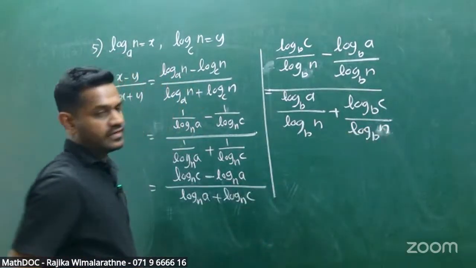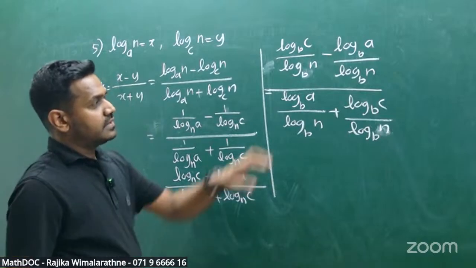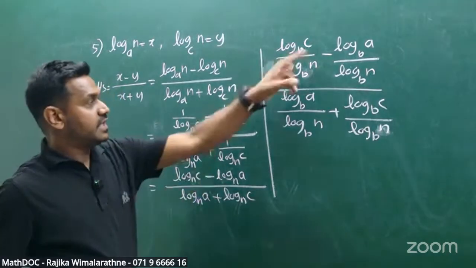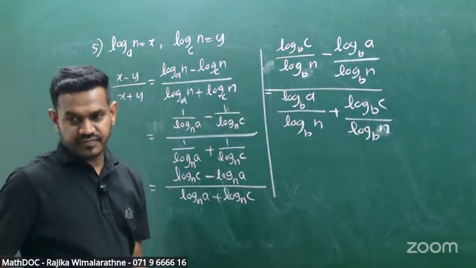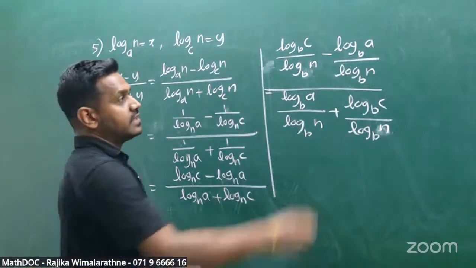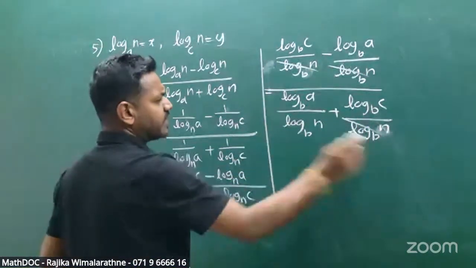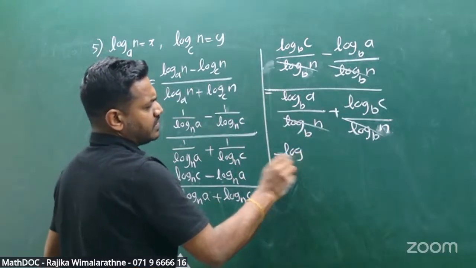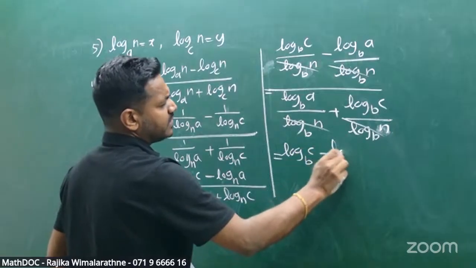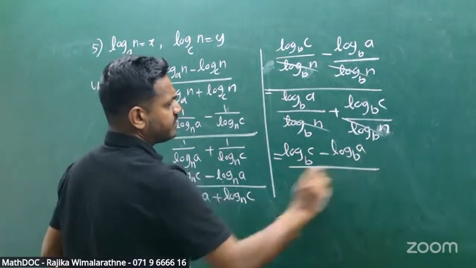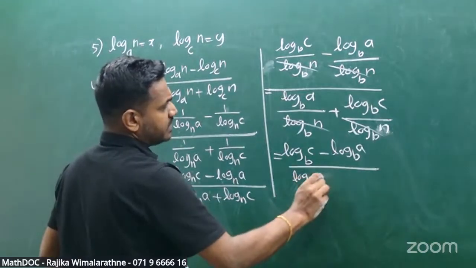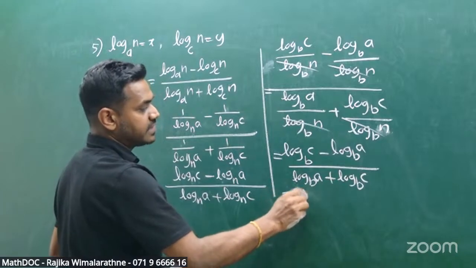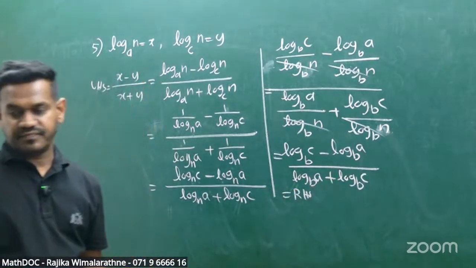So like that you can write, no? Here this log you can write as division with common base, c upstairs, n downstairs. Then this common base log value we can cancel. Then log b base c over log b base a, log b base a over log b base c. Now that equals the right hand side. Complete.